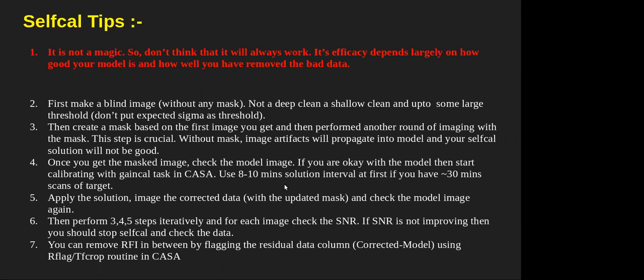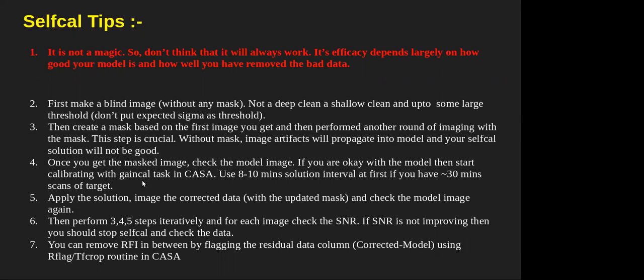Use a large solution interval at the beginning. Say if you have 30-minute scans on target, you may start with a solution interval of 8 or 10 minutes in your gaincal task, and then slowly decrease it. Say from 8 minutes you go to 6, then 4, then 2, then 1, like that. You slowly decrease if your image shows improvement. If your image does not show any improvement, then there is no point in doing self calibration.